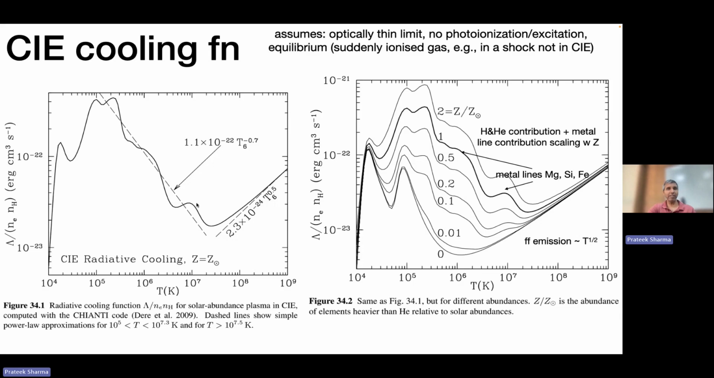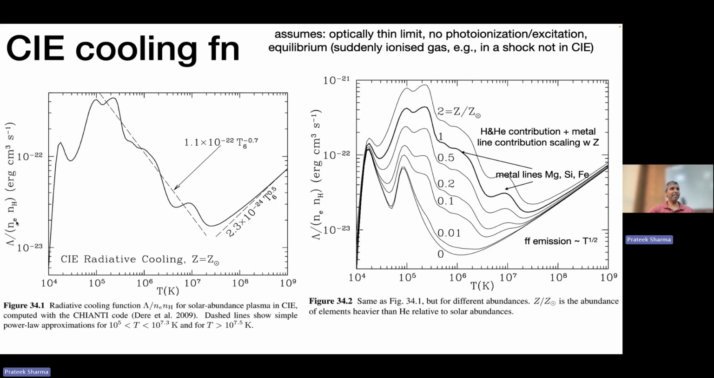So iron need not be fully ionized even at somewhat high temperatures like 10 to the 7 Kelvin. Okay, so what is shown here is the cooling rate normalized to n squared, or n_e times n_H. This lambda is in erg per centimeter cubed per second, right? The rate at which the hot gas cools per unit volume per unit time is lambda.